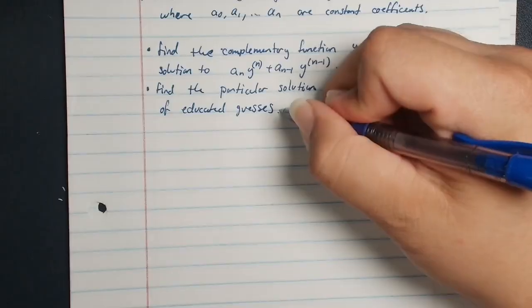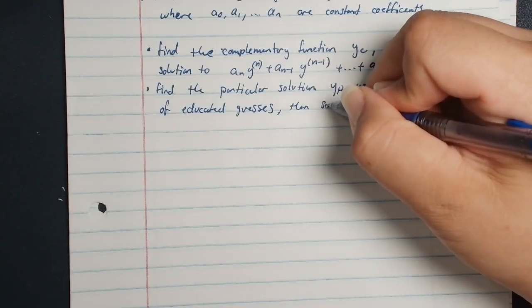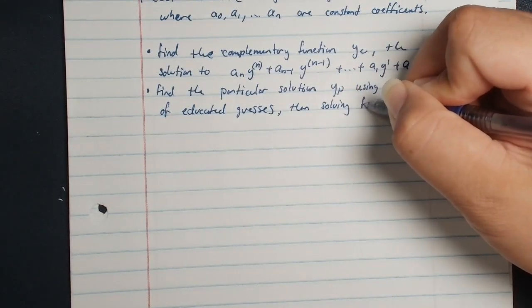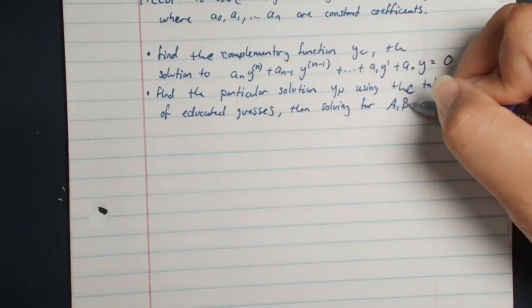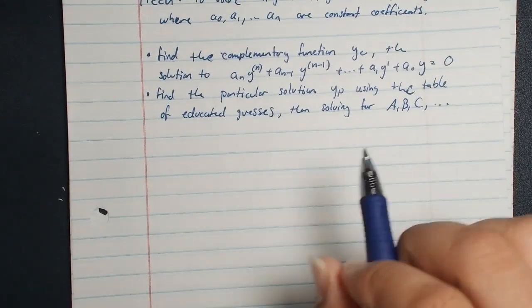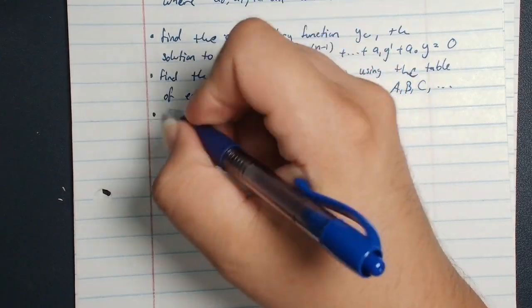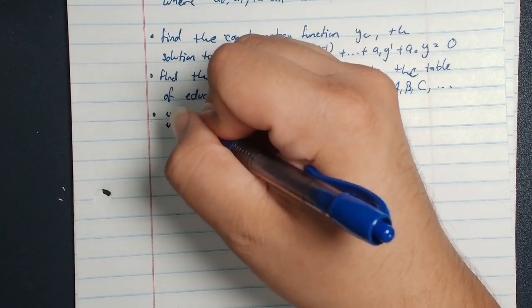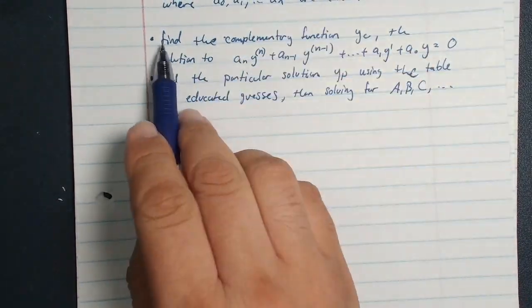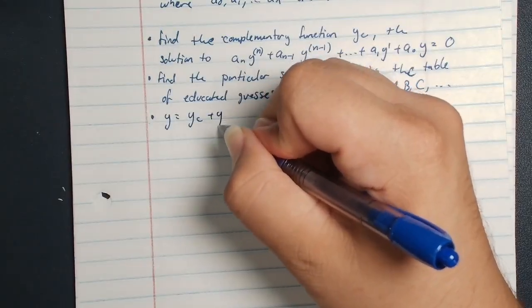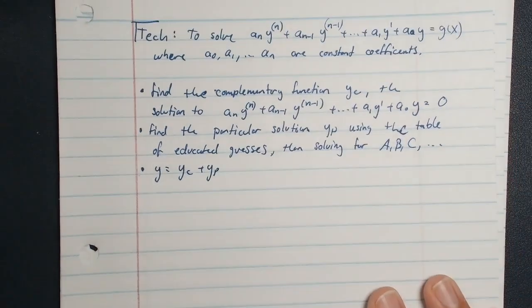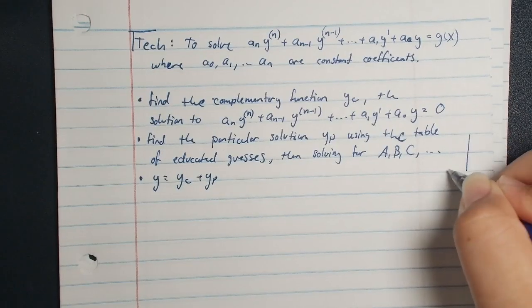Then solving for the A, the B, the C, the however many you might have. Okay, and then finally, the last one is the easy part. Y will equal the y sub c that you found in the first step, plus the y sub p that you find in the second step. And that is our technique.